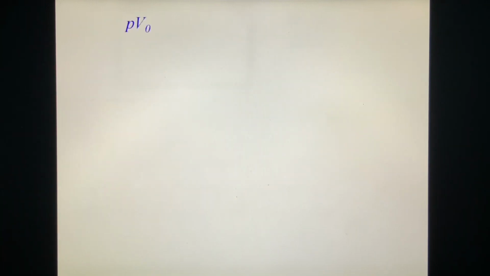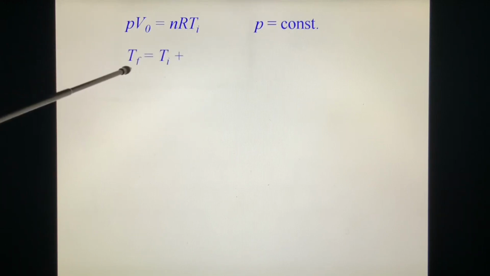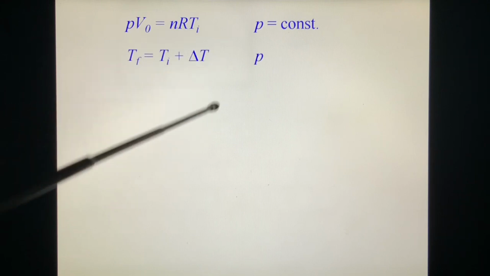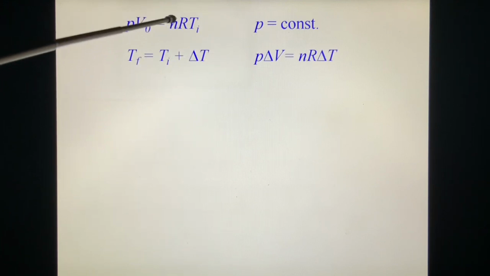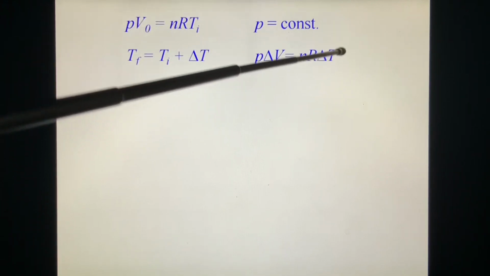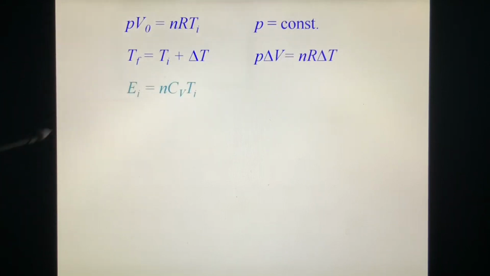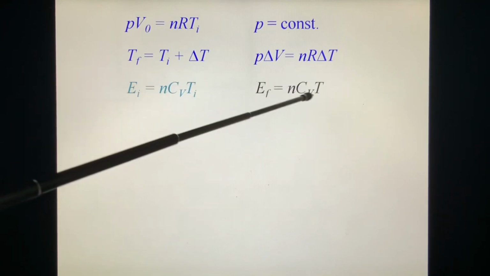Now we know P V0 equals n R T1, this original formula. Then P is constant when it's expanding, always at air pressure, and T final is T1 plus delta T. So P delta V equals n R delta T. Combining these, E initial equals n Cv T1 by definition, and E final equals n Cv T final.